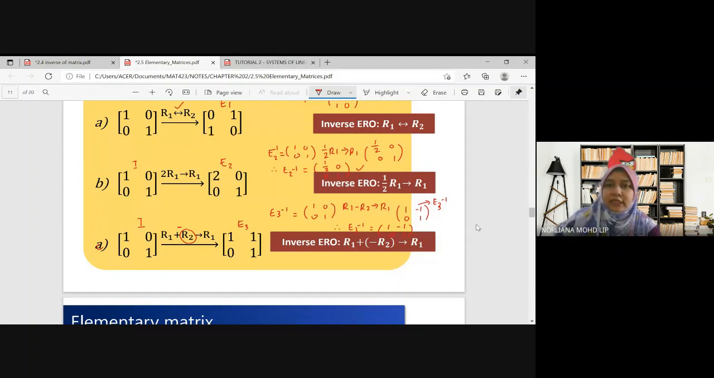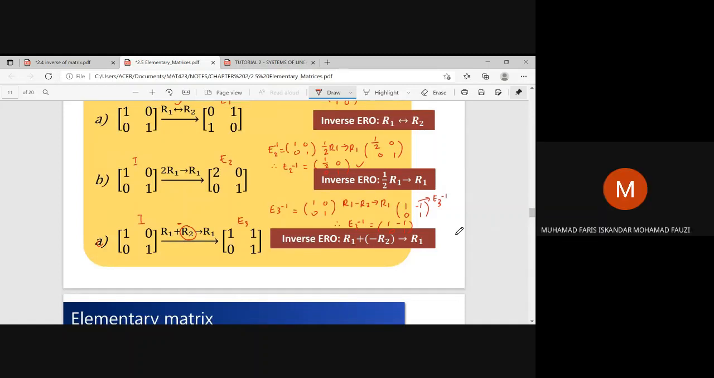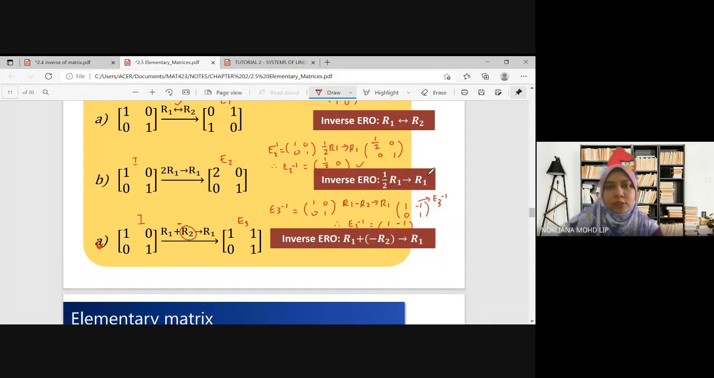Okay, ada soalan tak? Ni. Inverse, Madam, matrix. Ya? Saya macam confused sikit. Macam mana yang B dengan C ni? Kenapa madam buat row 1 sama dengan row 1, lepas tu tiba-tiba guna operation yang C ni pula? Kenapa guna operation yang ni pula?